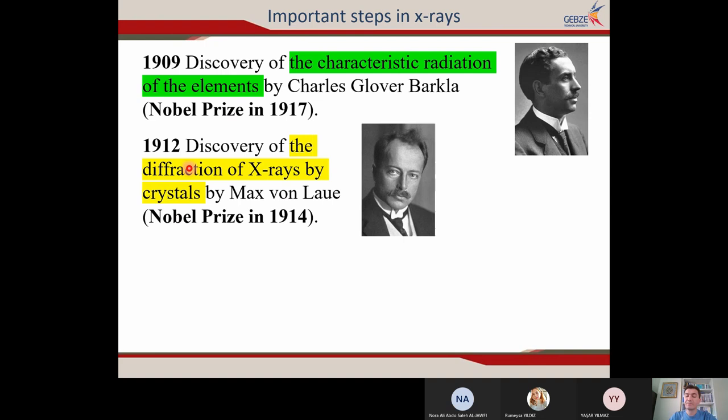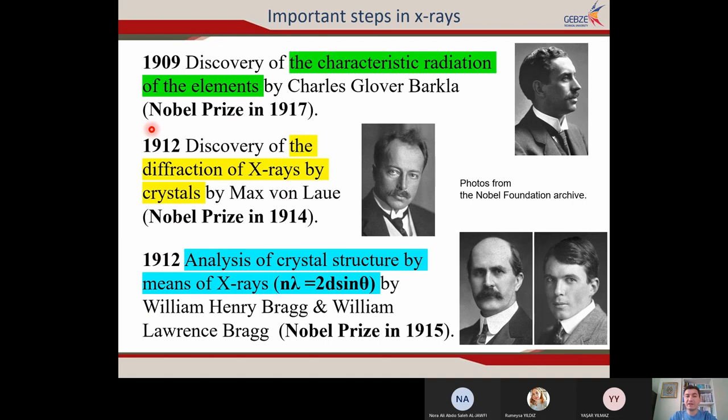Another diffraction-related study was done by William Bragg and William Lawrence Bragg, as much as I remember, father and son, and they analyzed crystal structure by means of X-rays, and this was the first crystal structure analysis in the world. They developed a very simple model to study crystal structures, which is given by n lambda equals 2d sine theta. In the X-ray diffraction part, I will concentrate on this one. For this reason, I will not go into detail. They were also awarded the Nobel Prize in 1915. So you can see who touched X-rays and was then awarded the Nobel Prize, more or less.